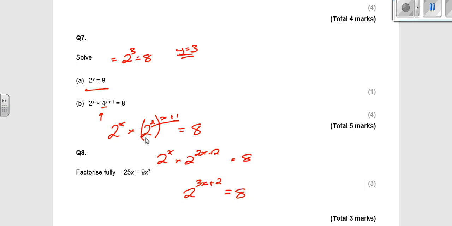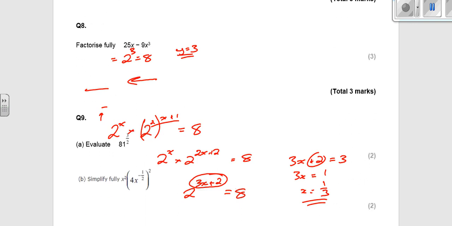So now we've got 2 to the power of something equals 8. Just like we did here, 2 to the power of 3 equals 8, which means that this thing here must equal 3. So we know that 3x plus 2 must equal 3, so that it's 2 cubed. So we then do 3x, if we take away 2, 3x equals 1, x equals 1/3.